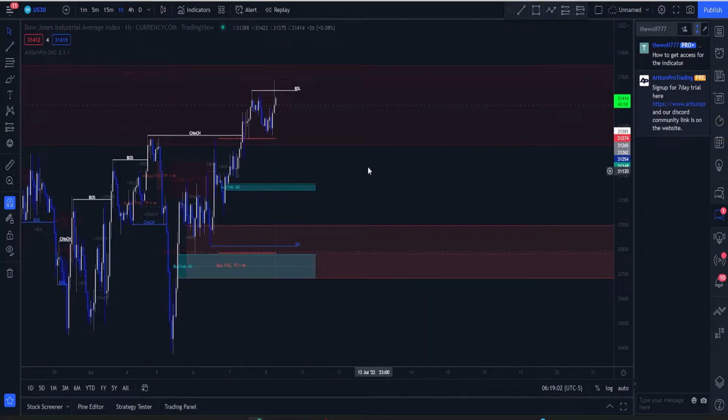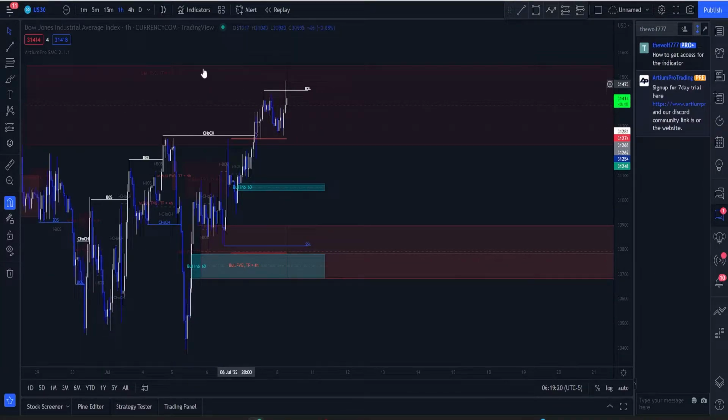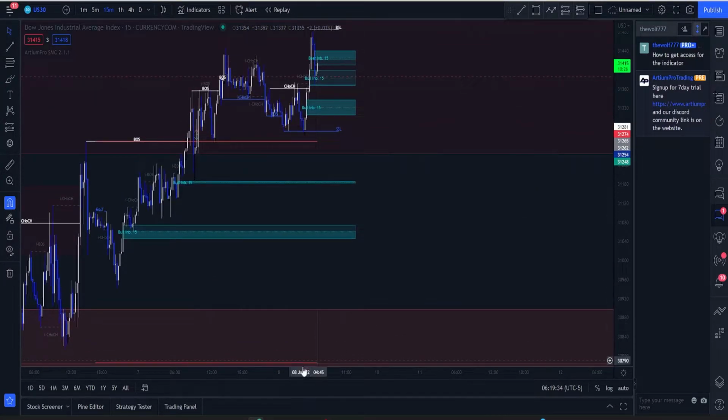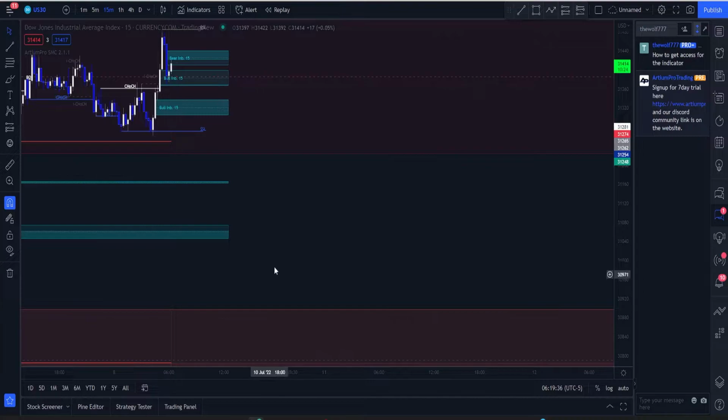Currently we broke buy side liquidity, attempted to create a breakout, make a new high. It consolidated back down, and you can see we're still pushing up towards that buy side liquidity. So right now on the 1 hour, we're moving up. As we zoom in closer on the 15-minute, we're moving up.